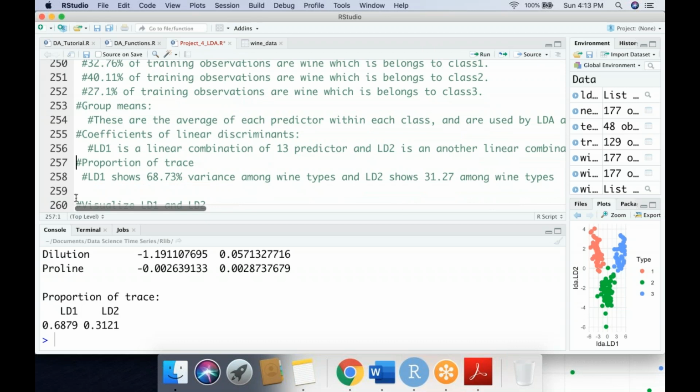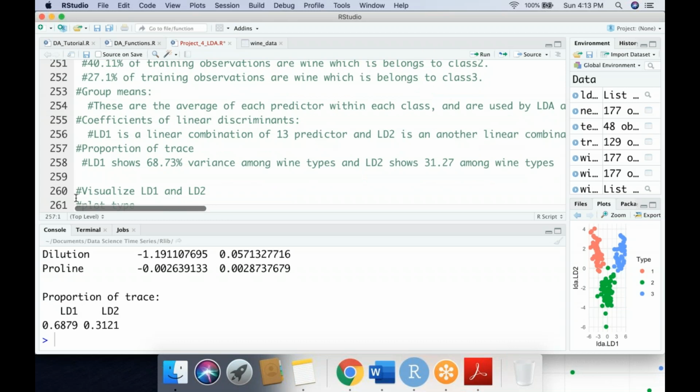Similarly, at home we can drop some of the variables, column drop, and see if it provides a better outcome or not. And similarly, the proportion of trace we can see with LDA shows the variance among the wine types.